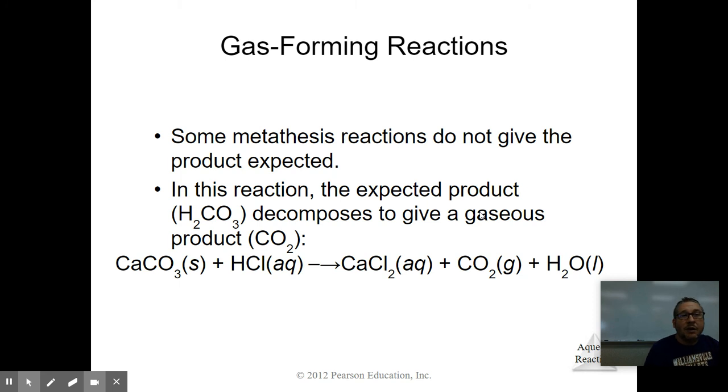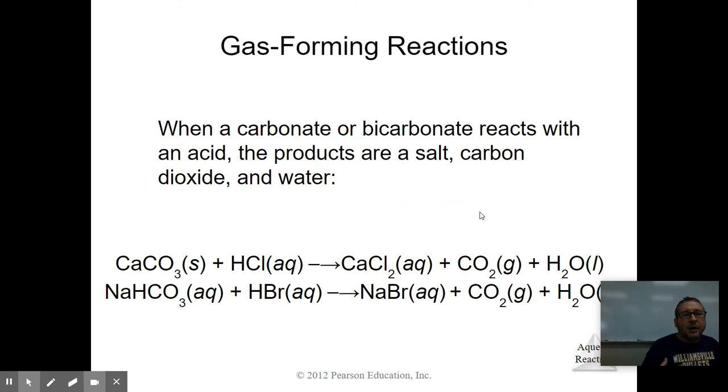Sometimes we can get what are called gas-forming reactions, where we will actually have certain products form liquid water, a salt, and a gas, usually CO2. Whenever we have a carbonate or bicarbonate reacting with an acid, it produces salt, carbon dioxide, and water, like I just mentioned. An example of this might be exactly what we just encountered.